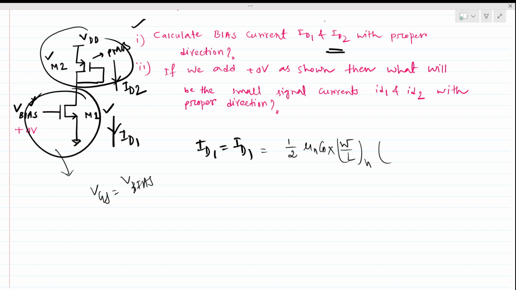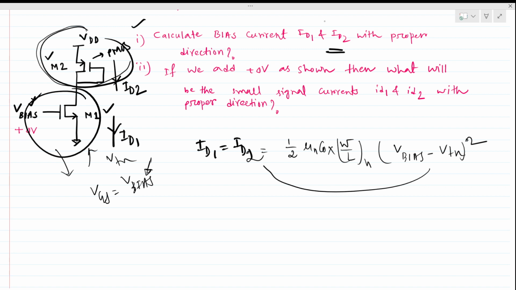Basically, this is a large signal biasing voltage. So this will be V bias minus VTN, the threshold voltage of this NMOS, and whole square. So this is the current equation, and this current is equal to the current flowing through the PMOS in this direction. So this is pretty easy and simple.